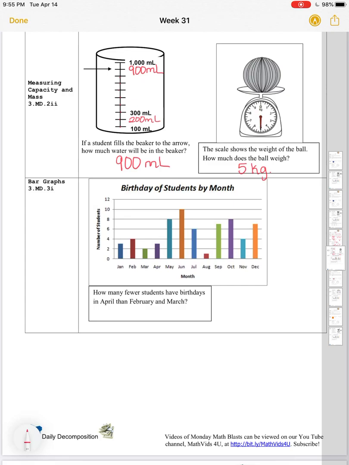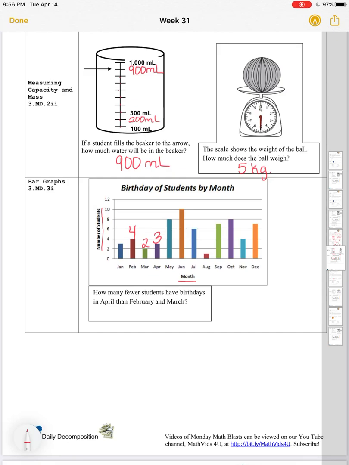Bar graphs, birthday of students by month. On the vertical axis, I have the number of students, and I notice the scale, we're counting by 2s. And on the horizontal axis, we have the months from January through December. How many fewer students have birthdays in April than February and March? So let's look at April. The bar for April goes between the 2 and 4 marks, so 3 students had April birthdays. For February, the bar goes up to the 4, so we have 4 students who have February birthdays. And for March, our bar goes to the 2 March birthdays.